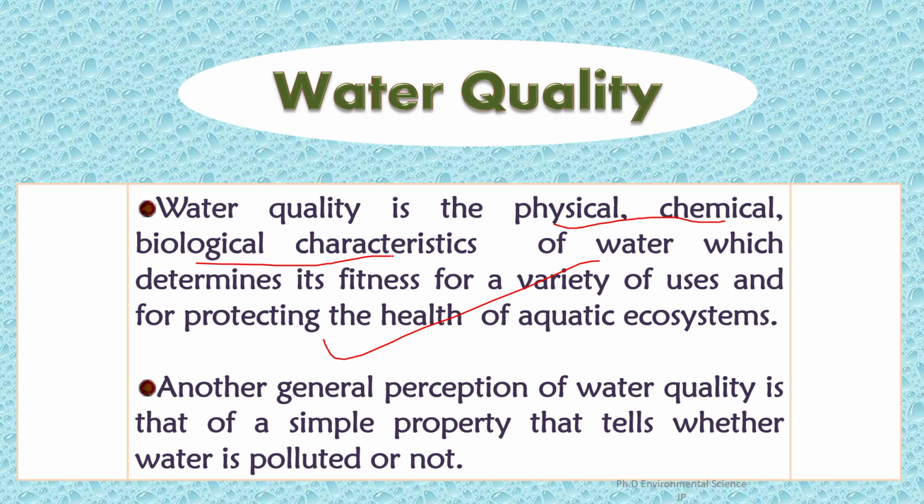The overall goal of assessing water quality is to ensure that water is suitable for its intended use without causing harm to human health or aquatic ecosystems. This holistic approach acknowledges that water quality is not just a single static measure of pollution, but a multifaceted assessment of how water conditions support various needs and ecological functions.